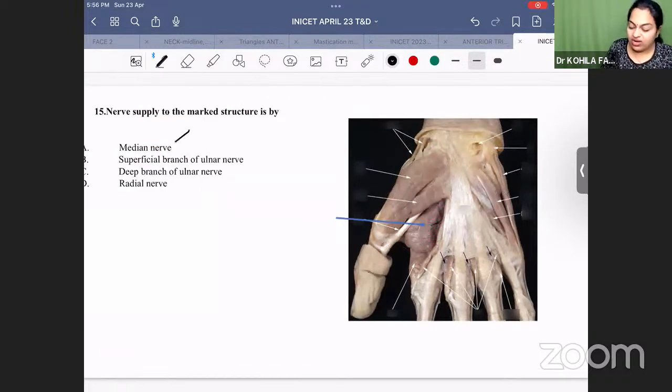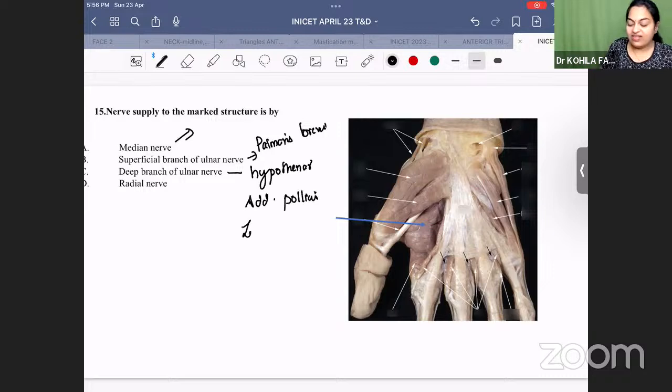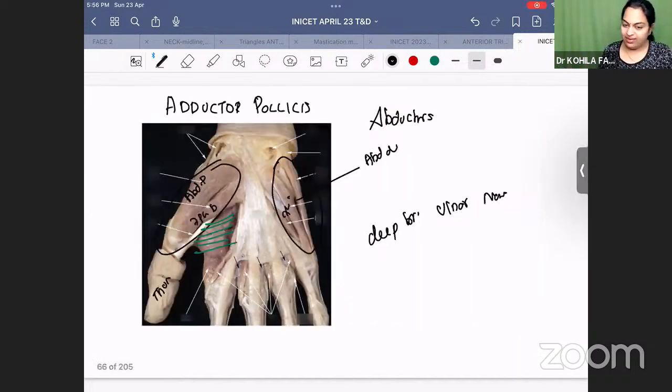Median nerve muscles, we already saw what it supplies. The superficial branch of the ulnar nerve is cutaneous and supplies only one more muscle, palmaris brevis. The deep branch of the ulnar nerve supplies the hypothenar muscles, as we saw, the adductor pollicis, and the lumbricals. Which lumbricals? The third and the fourth, and all the interossei. Palmar interossei, dorsal interossei, everything it is going to supply, right?